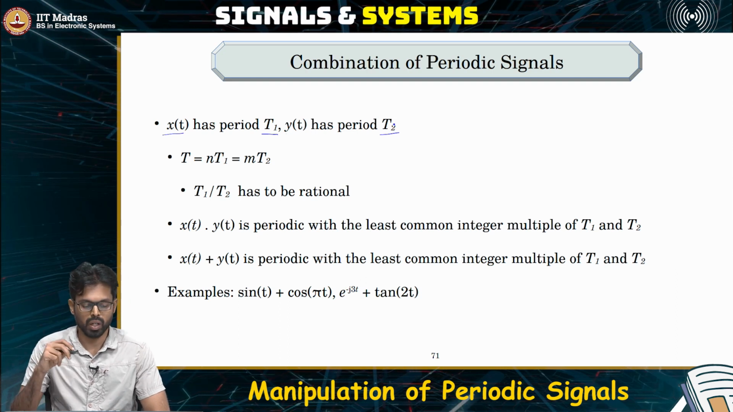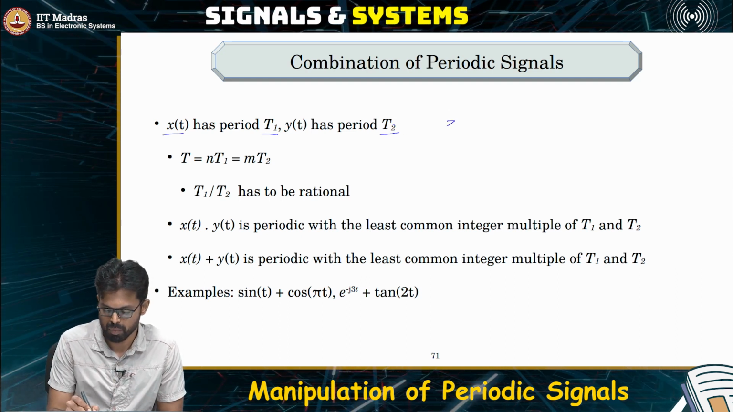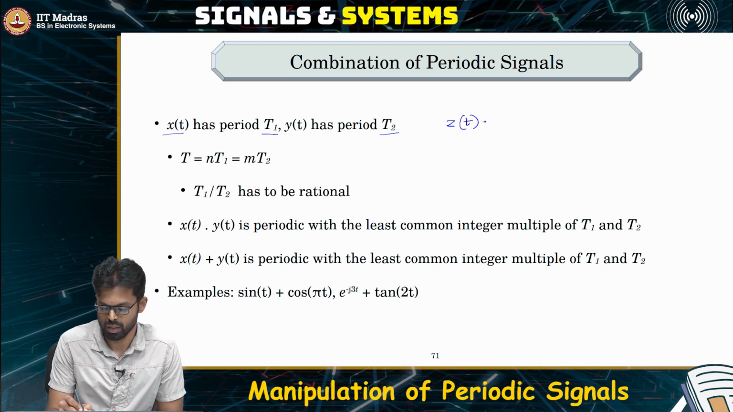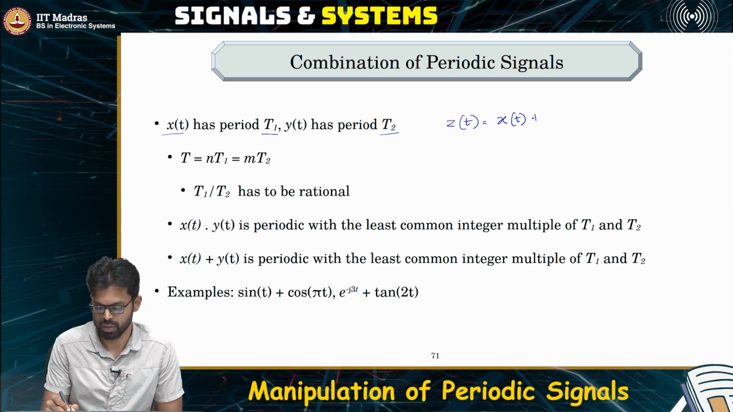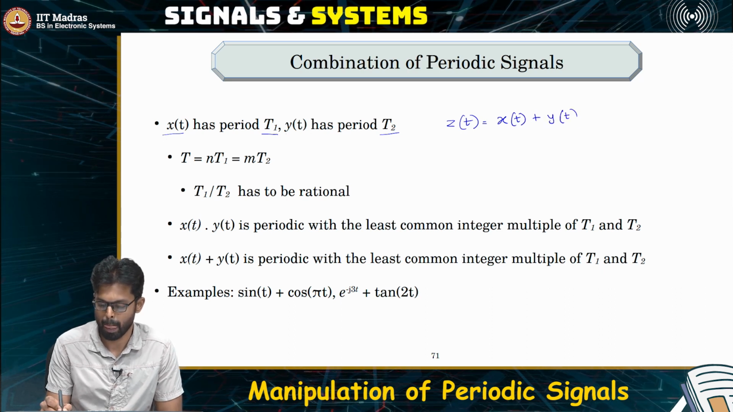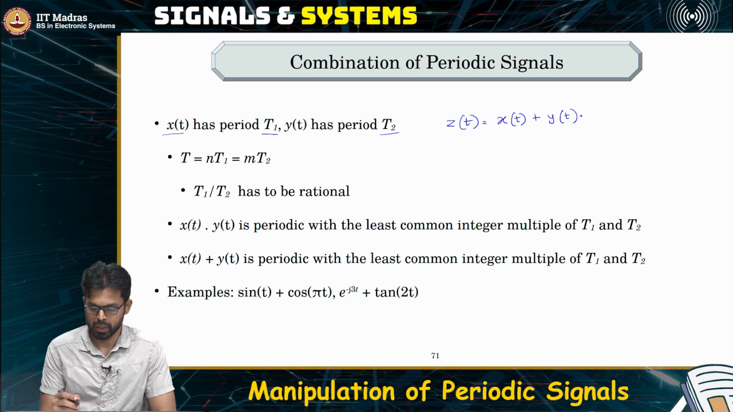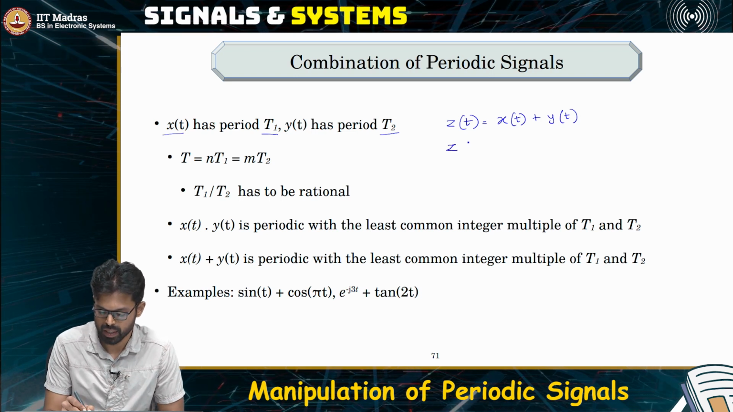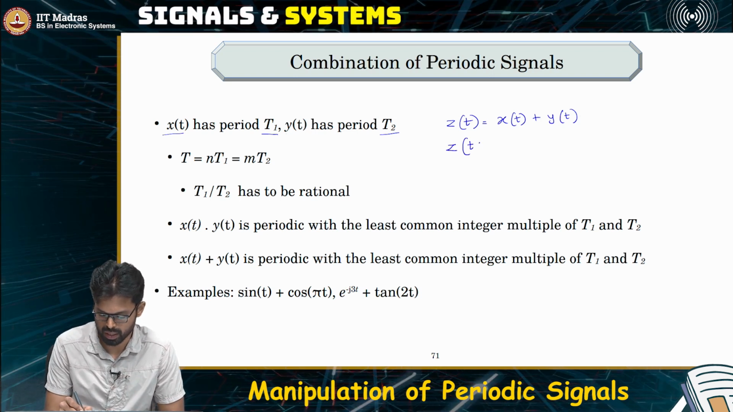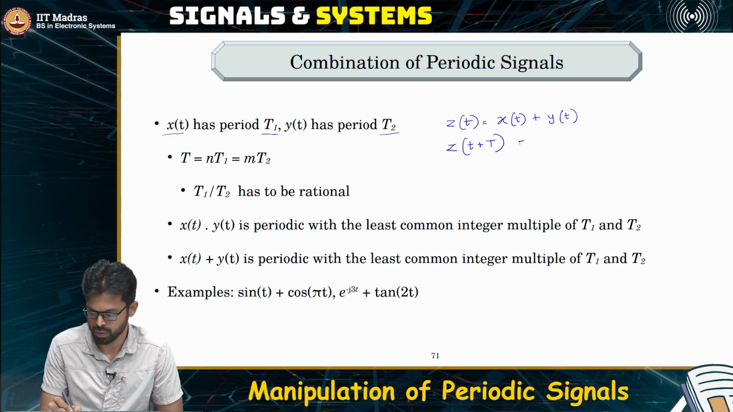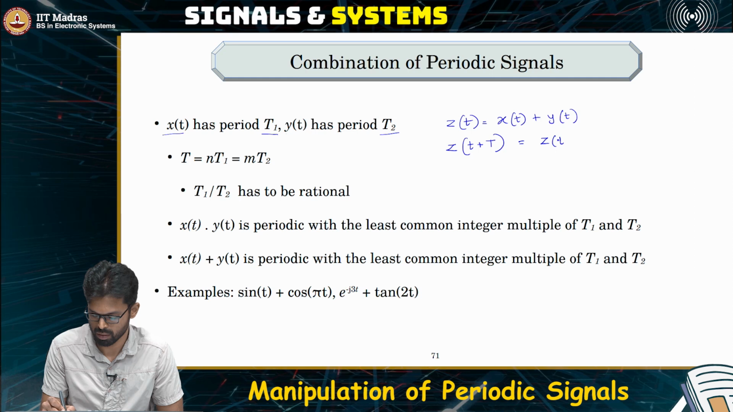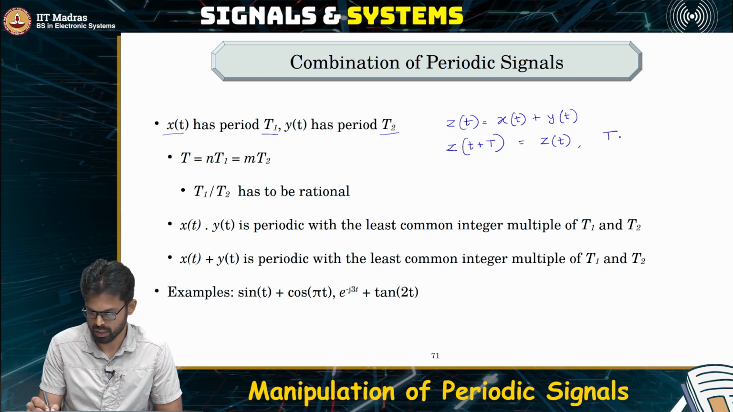So if they are periodic, what does it mean? Let's call the additive signal z of t, which is equal to x of t plus y of t. If z of t was periodic, then there will exist a capital T such that z of t plus T is equal to z of t. And this capital T is the period of z.